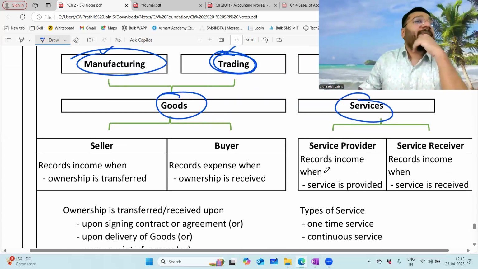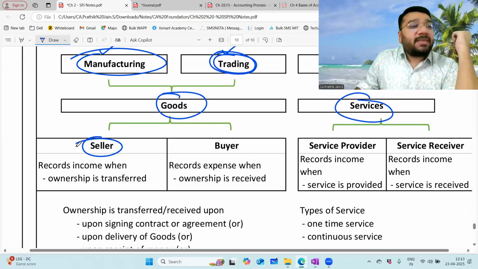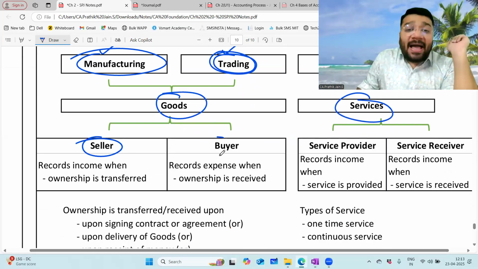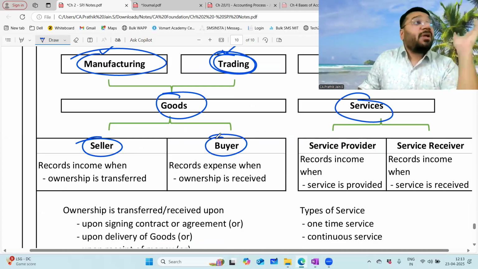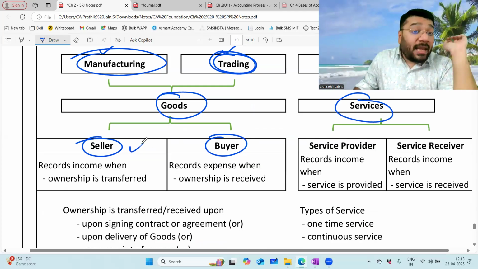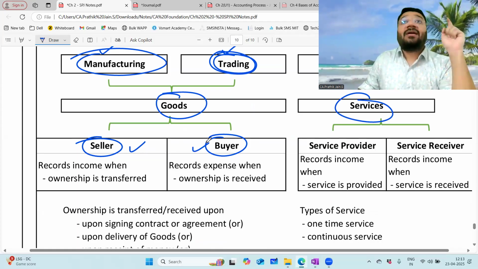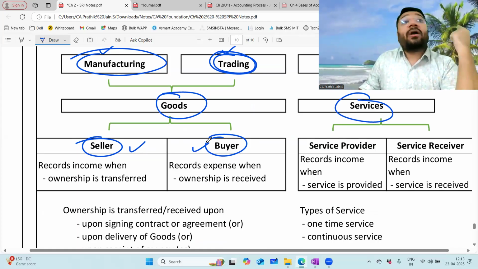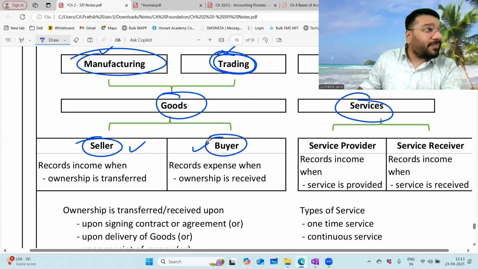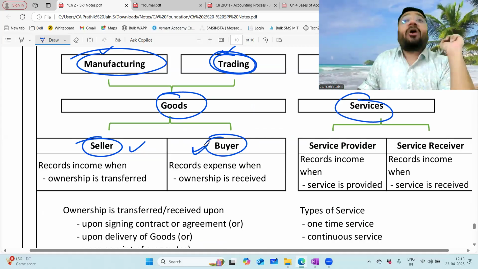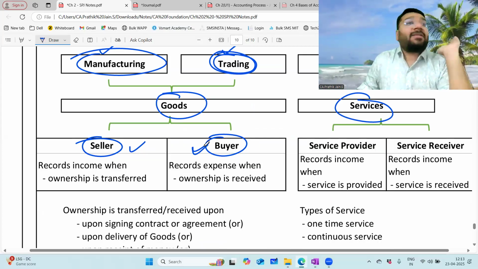Let's talk about the goods. Seller is the person who sells the goods. Buyer is the person who buys the same goods. So at which point of time should the seller record his sales and the buyer record his purchase? At which point should the seller record his sale, meaning record his income? And at which point should the buyer record his purchase, which is expenses?